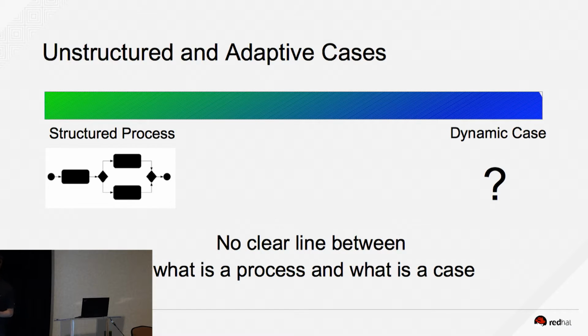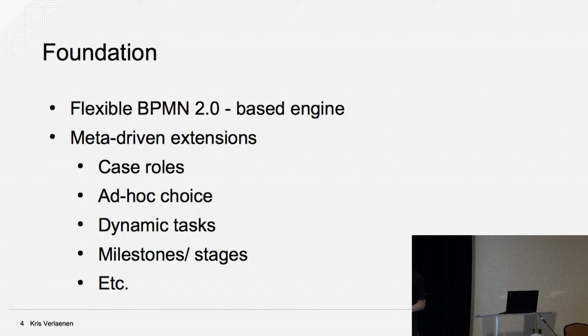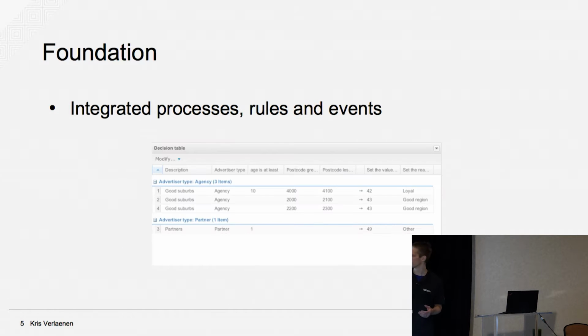So from well-structured processes to dynamic cases where nothing's even predefined, we don't see a line where a process would end and where a case would start. So we offer this spectrum. And the approach we've taken is we're building more advanced features like case roles, discretionary tasks, milestones, et cetera, on top of what we already have, which is a flexible engine based on BPMN2.